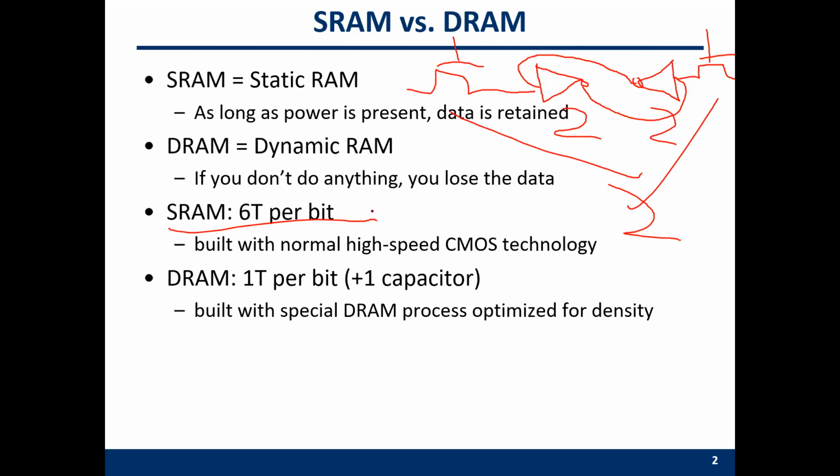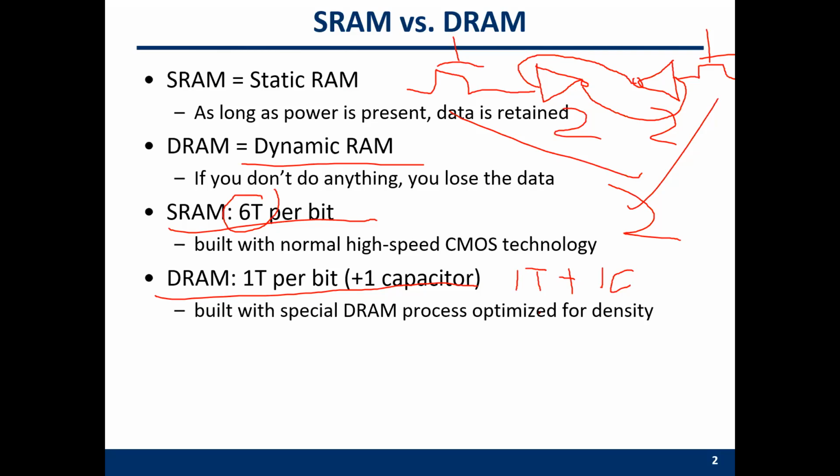This is very expensive because we need 6 transistors here. There is another type of memory which is widely used in current main memory, the so-called dynamic memory. Dynamic memory uses only one single transistor plus one single capacitor to store one bit.